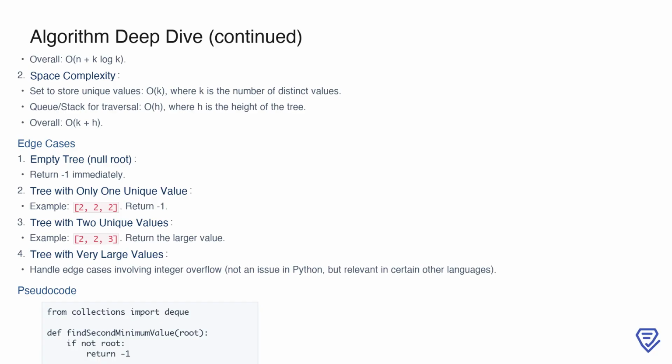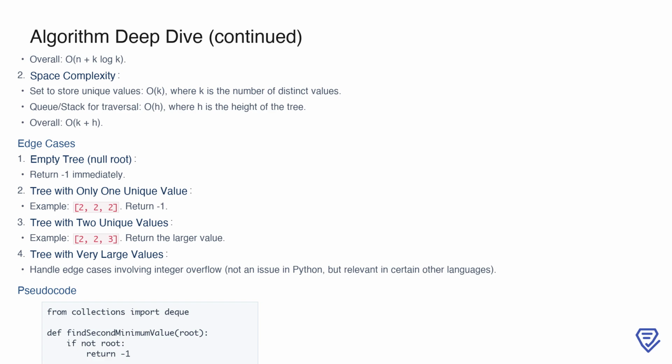For space complexity, the set used to store unique values requires O(k) space, where k is the number of distinct values. The queue or stack used for traversal requires O(h) space, where h is the height of the tree. Thus, the overall space complexity is O(k + h).